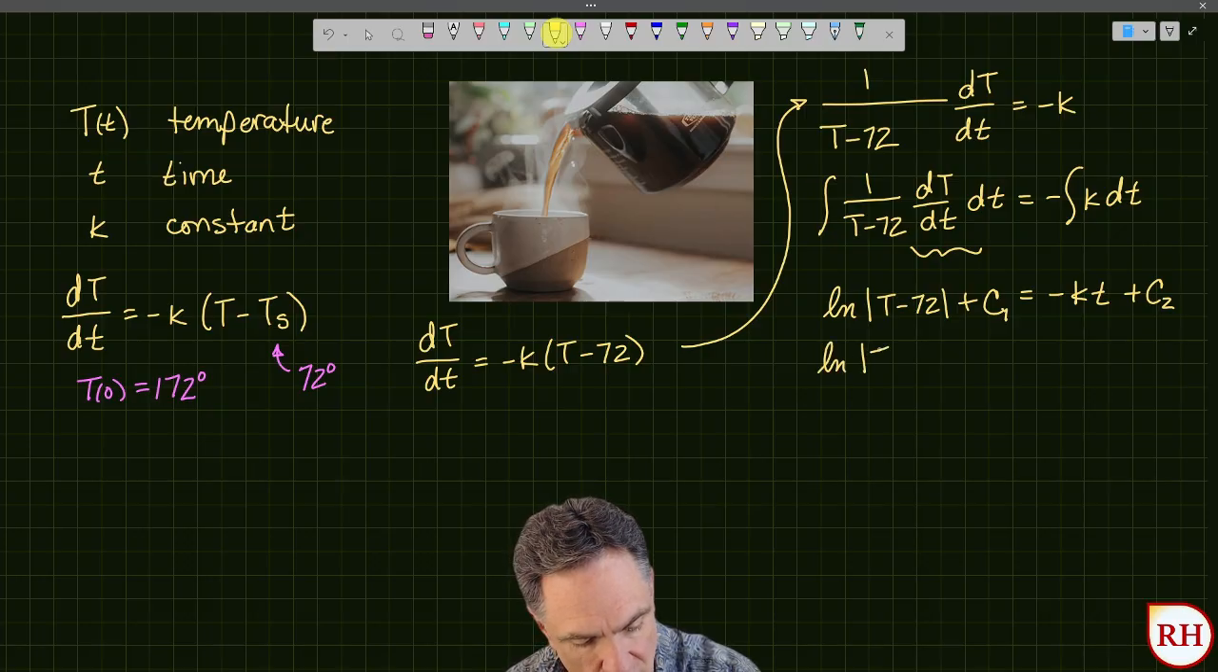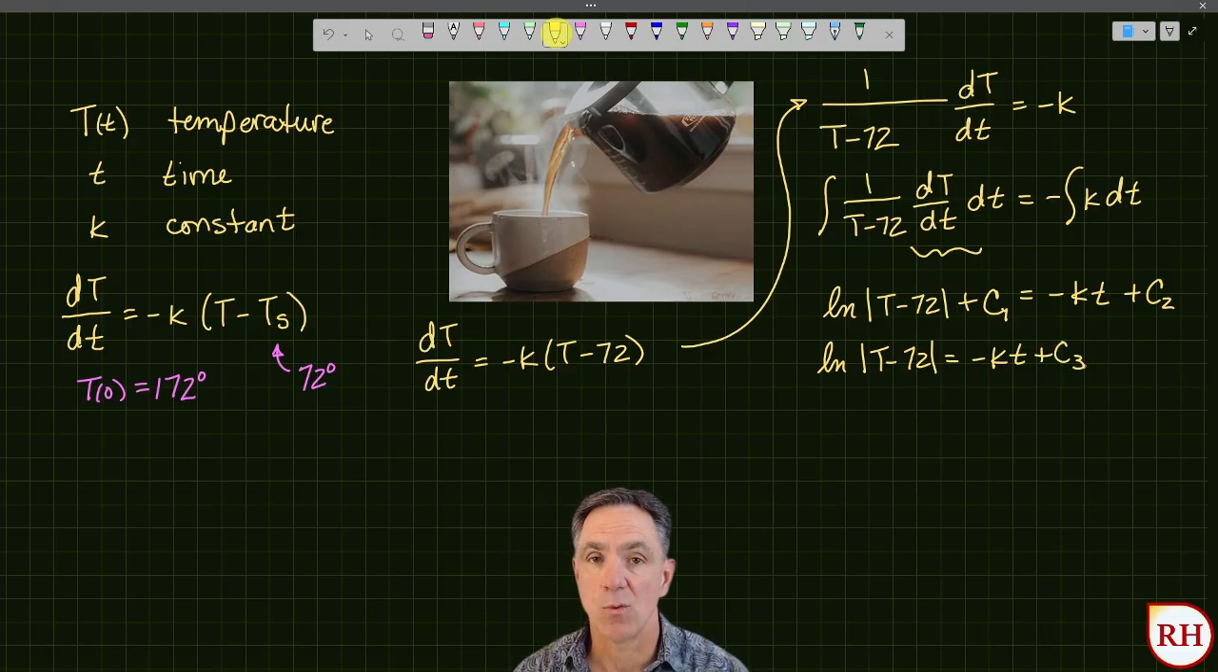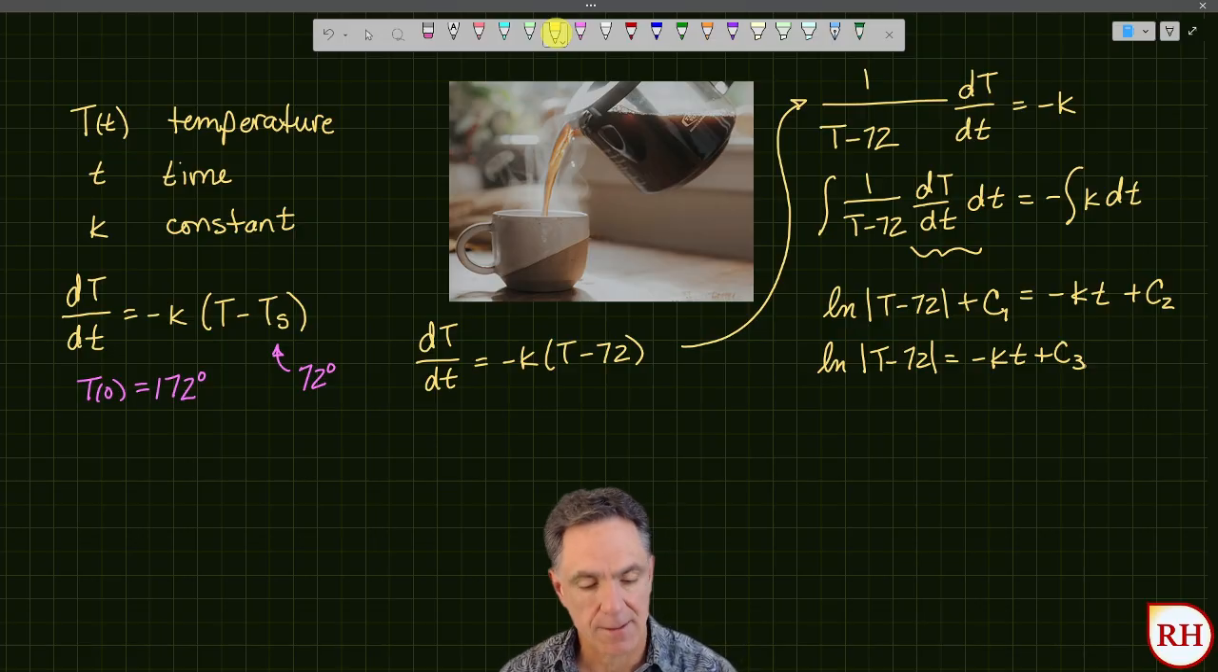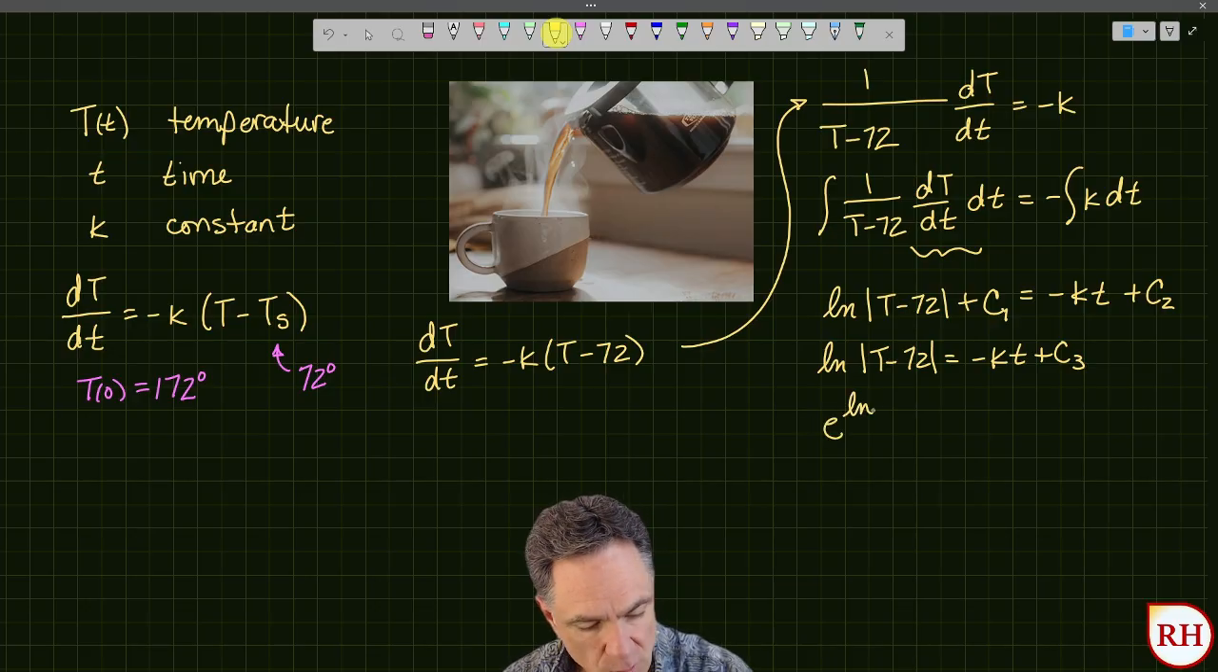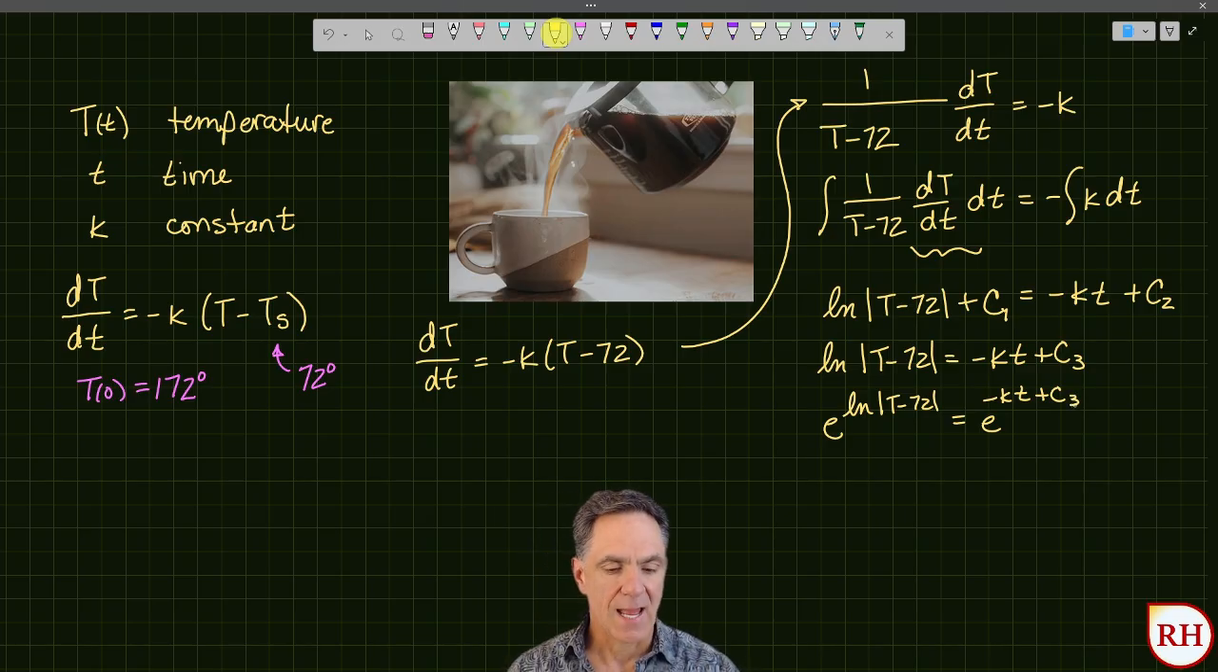So we can certainly combine the constants together. We would have the natural log of T minus 72 is equal to negative kt plus c3, where c3 is just c2 minus c1. We don't need to keep track of the intermediate constants. We're only interested in that one at the very end. And then at this point, we're going to exponentiate both sides of the equation. And when we do that, we have e to the natural log of T minus 72 is equal to, and we're going to exponentiate, negative kt plus c3. In this particular situation, we have to determine whether T minus 72 is going to be a positive or negative value.